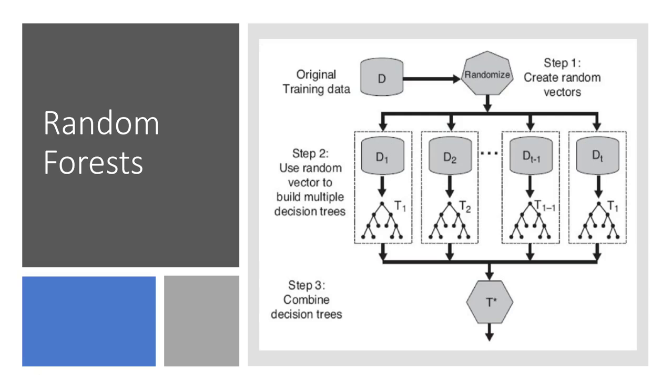So if we look at a schematic of what's going on with our random forest, we start with our original data, we do a little bit of randomization, we build a whole bunch of trees, and then the results of that get averaged together.